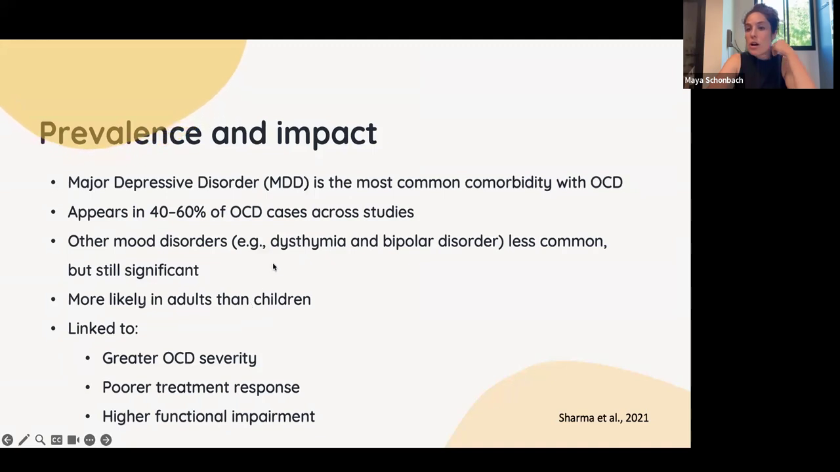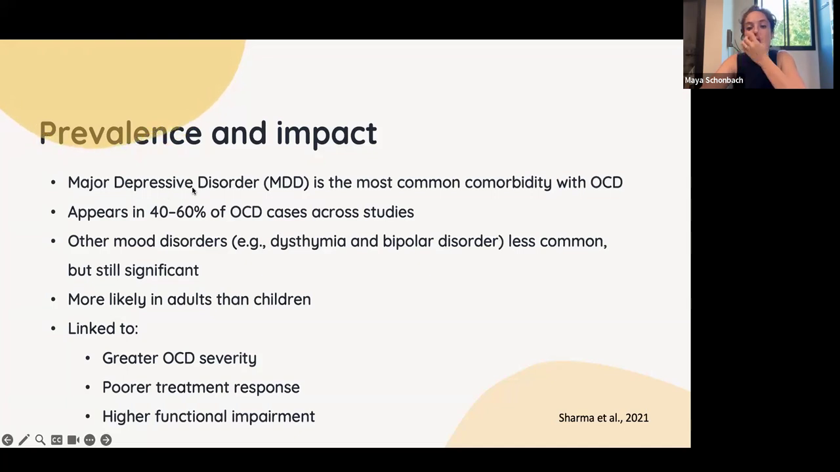Okay, so like we saw in the meta-analysis, when it comes to comorbidities, depression is the most common with OCD. They found that MDD, or major depressive disorder, appears in about 40 to 60% of people with OCD. It's showing that about half or even more than half of people with OCD may have a comorbid depressive episode at some point in their lives. That's a lot. And then other mood disorders, things like dysthymia and bipolar disorder, are less common, but they're still clinically significant. And it's also important because they make the presentation more complex or maybe even more treatment resistant.